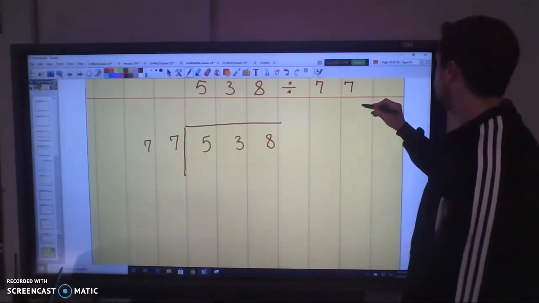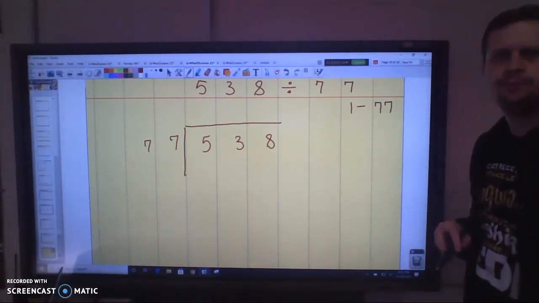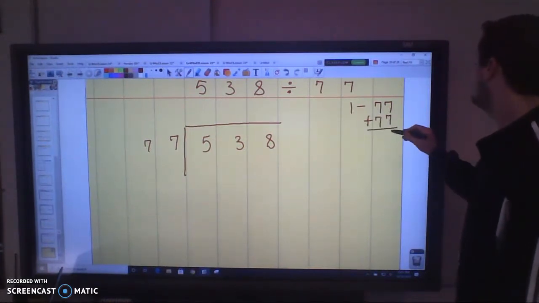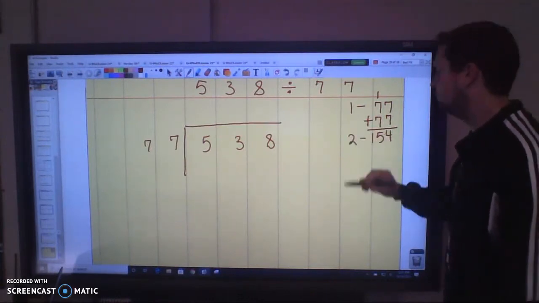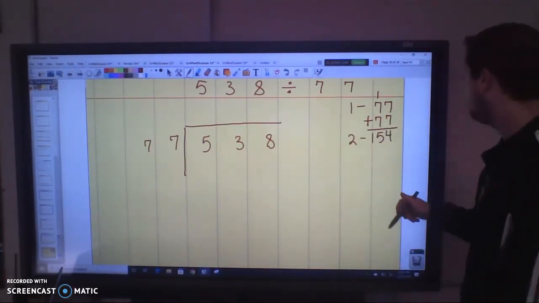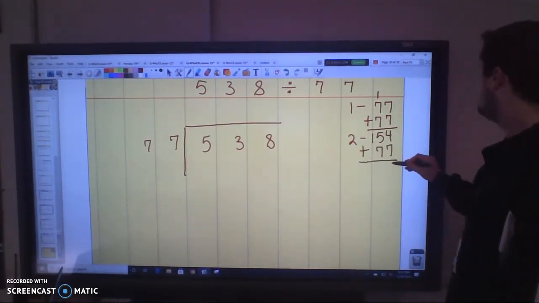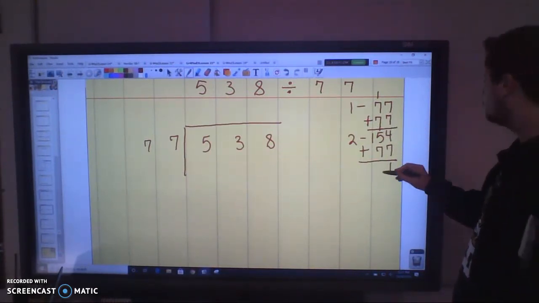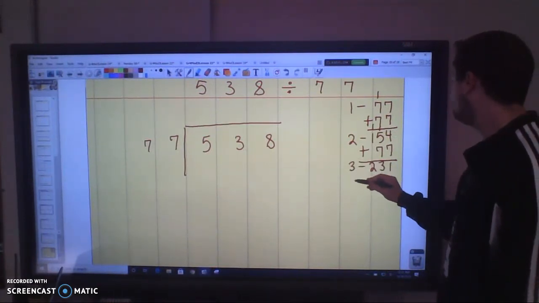So my first multiple is, of course, 1. So that's 77. Now I'm going to do plus 77. That's 154. So you see, it is very important that we're able to add here, because that's what we're doing right now. We're doing our repeated addition. Plus 77. 7 plus 4 is 11. 7 plus 5 is 12. 12 plus 1 is 13. 231. That's our third multiple.